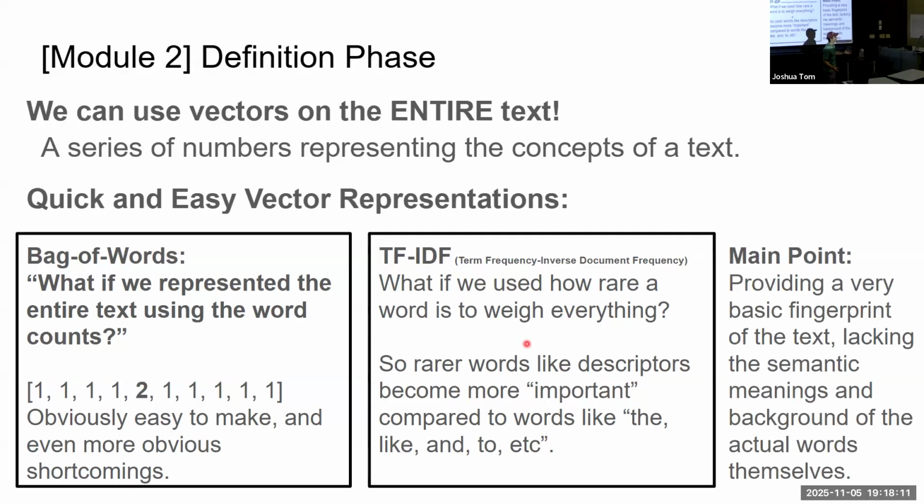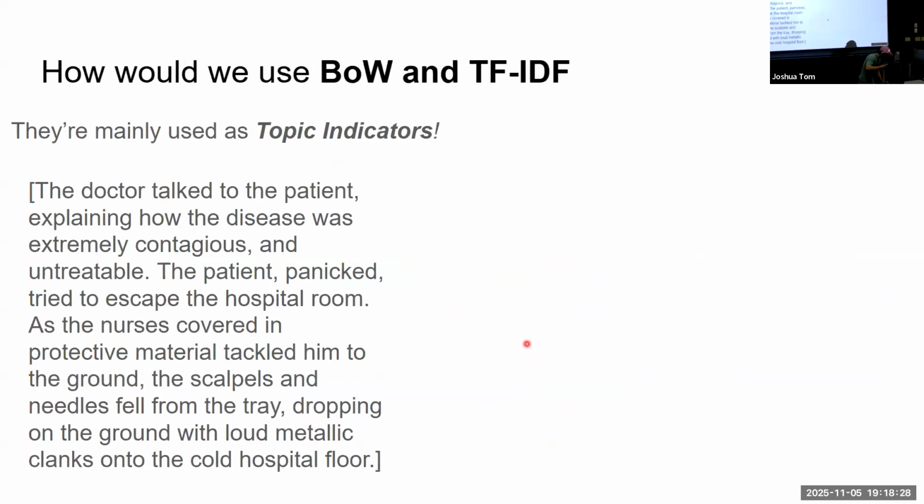It's not supposed to provide a summary of what the text is. It's not actually supposed to provide a lot. All it is, is a fingerprint, a quick summary of the text in a way where you can kind of get the idea of what the text is. So like here, if we look at this text, it's got doctor, patient, hospital, nurse, scalpel, a lot of medical stuff.